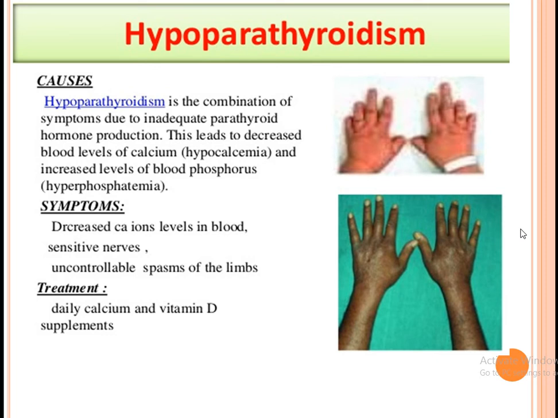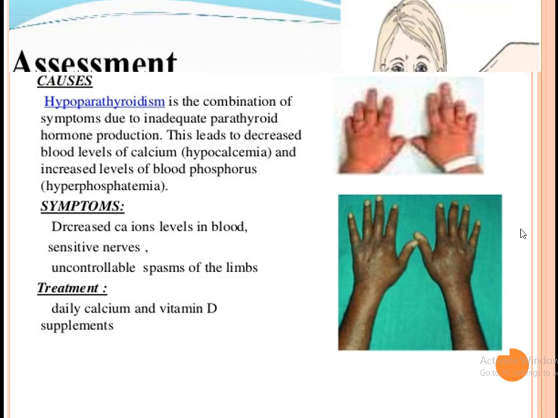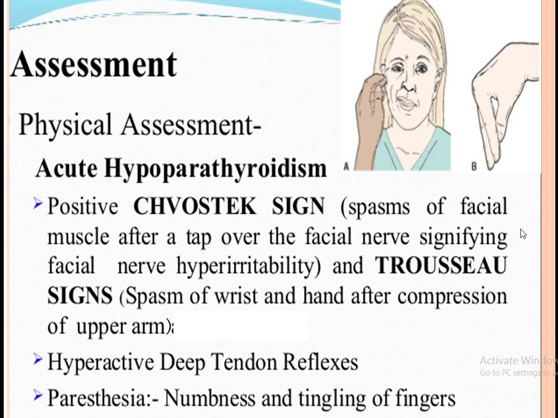In hypoparathyroidism, there will be a decrease in calcium ion, that is hypocalcemia, and hyperphosphatemia takes place. There is uncontrollable spasm of the limbs. You can have spasm of the facial muscle and also spasm of the wrist and hand. Spasm of the facial muscle and of the hand, you can see in hypoparathyroidism. There will be hyperactive deep tendon reflexes, and numbness and tingling of the fingers.